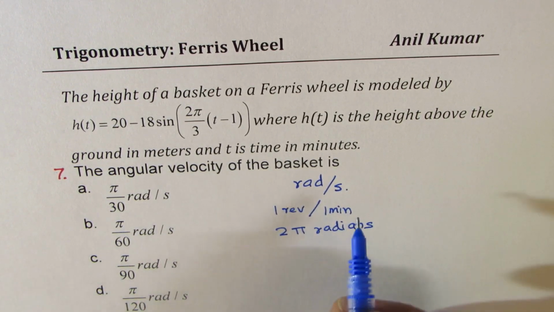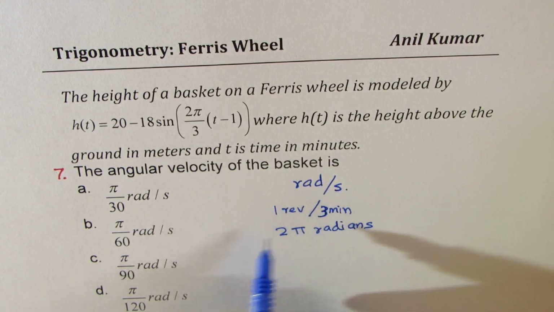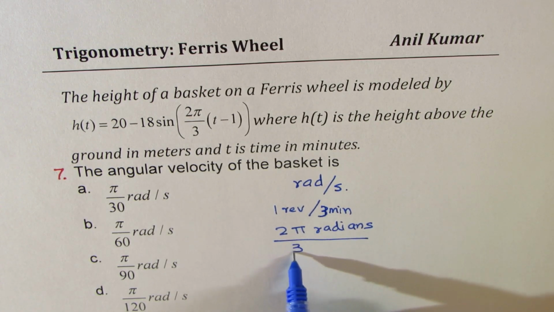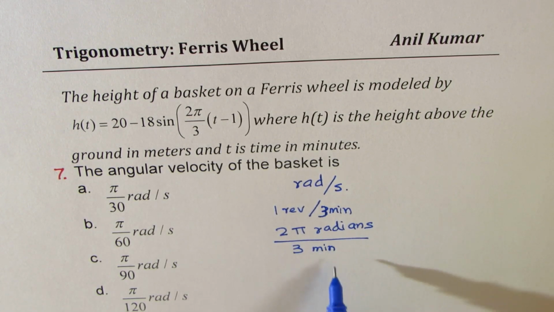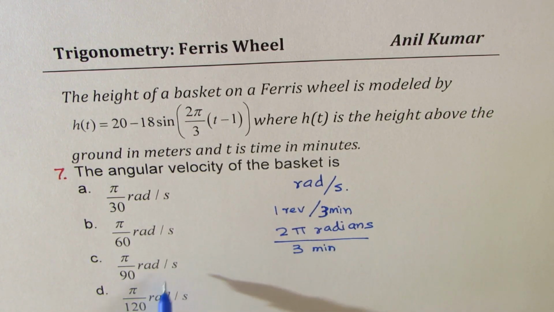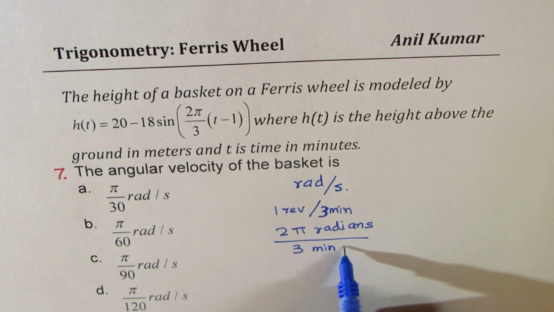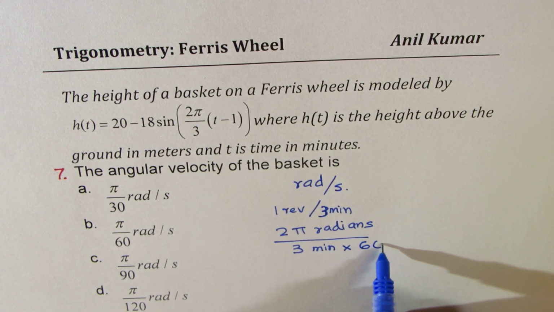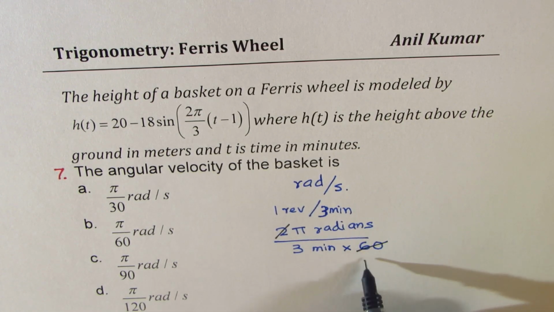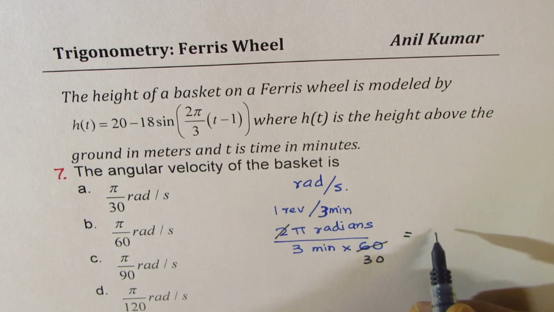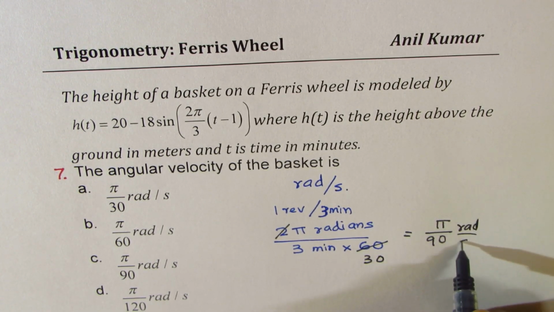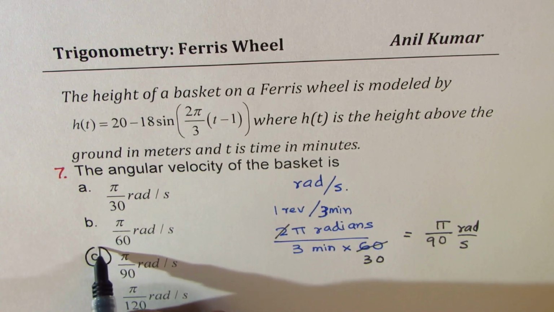in this case it is 3 minutes, right? For 1 revolution, we know the time period is 3. So 2 pi radians in 3 minutes. Basically we have to find it in seconds, right? So radians per second is the unit. We can divide this by 60 to get our answer. Is that okay? Once you do that, we can simplify this. 2 will go 30 times. And so we have pi over 90 radians per second, which is option C for us, correct?